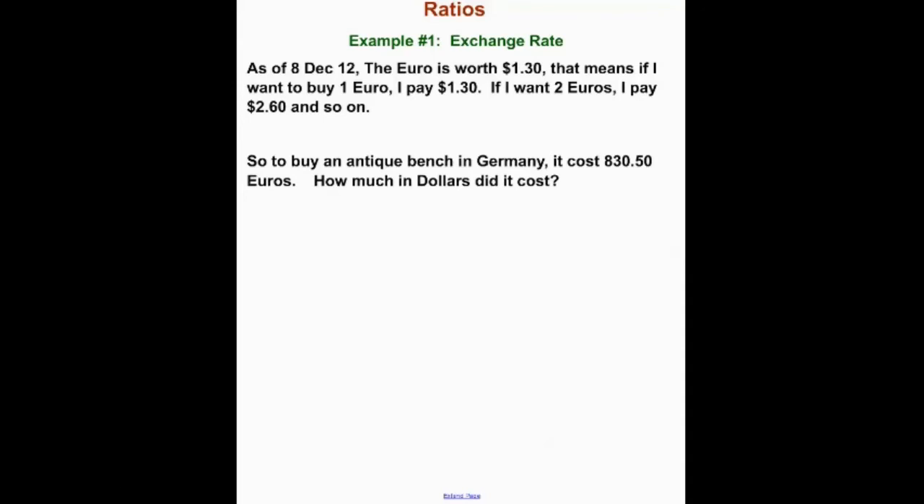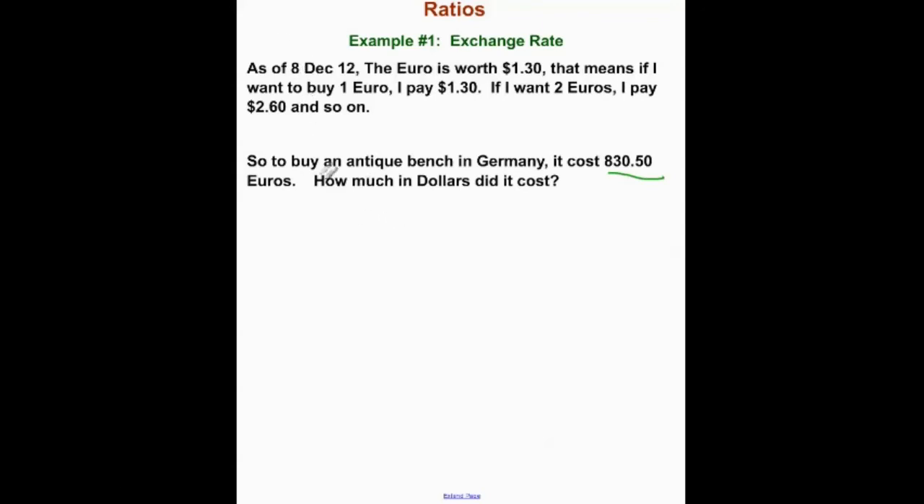Now, I want to take a look at this. When I was in Europe, I had to deal with this a lot. And what we have is a basic exchange rate. Right now, I checked the rates today. The euro is worth $1.30. That means if I buy 1 euro, I got to pay $1.30. So if I'm buying an antique bench in Germany, it will cost me 830.5 euros. So how many dollars does it cost?